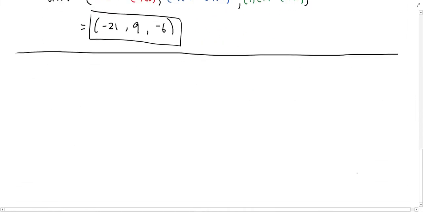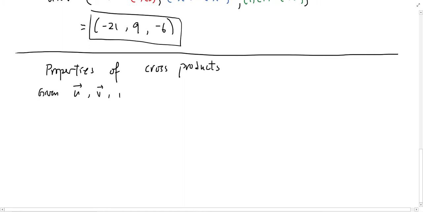So the next thing I want to show you is properties of cross products. So let's say we are given vector u, vector v, and vector w in R3, and let's say we have some kind of scalar.